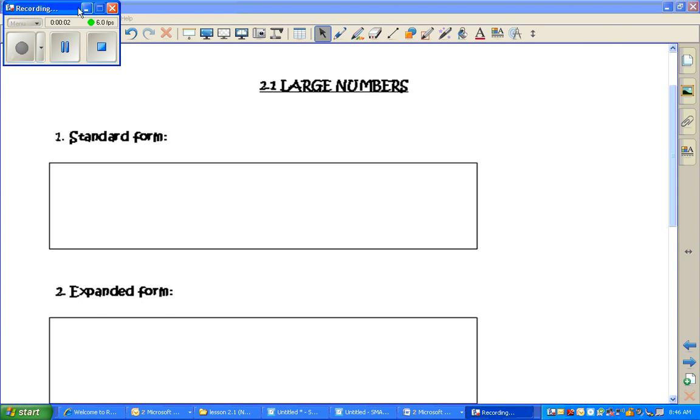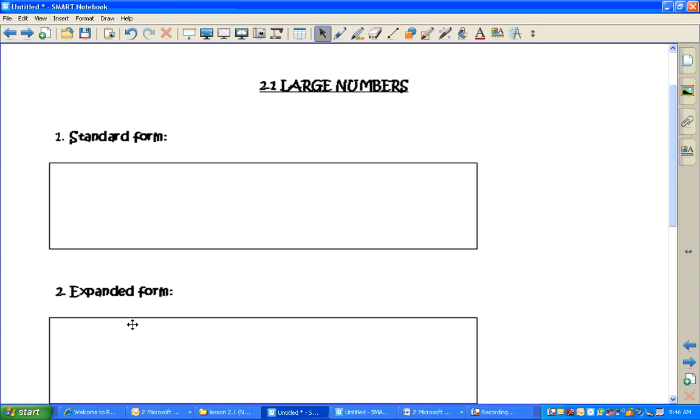Recording now. This is a continuation of 2.1, understanding or writing large numbers. So I'm going to jot down the following number in standard form, and please copy this down. Again, I'm exaggerating the spaces here. So this is the number we're going to work with for this part of the worksheet.